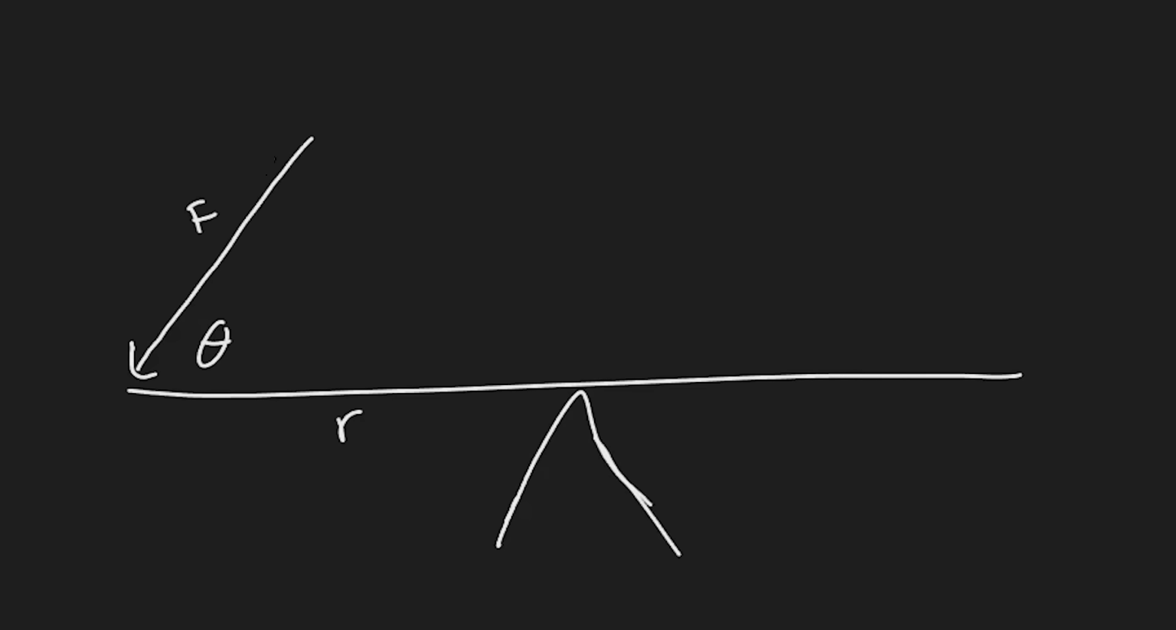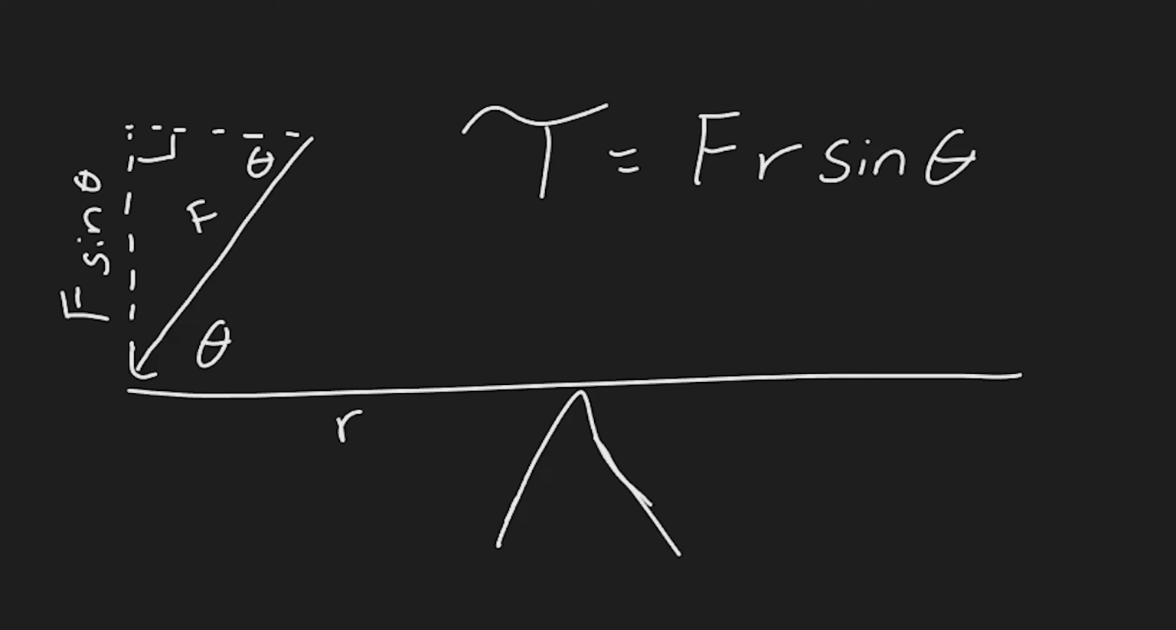If our force is applied at an angle, then we want to find the perpendicular component of our force and multiply that instead. So our equation becomes tau equals R F sine theta, where theta is the angle between the force and R. Most of the time in game dev, your theta will just be 90 degrees, so that sine of 90 degrees is 1, so you don't really have to worry about it.